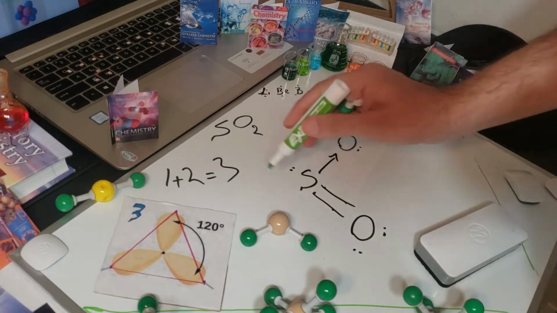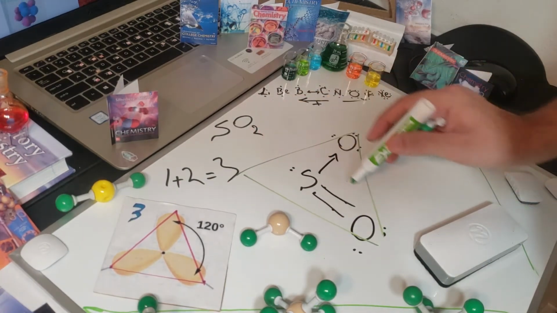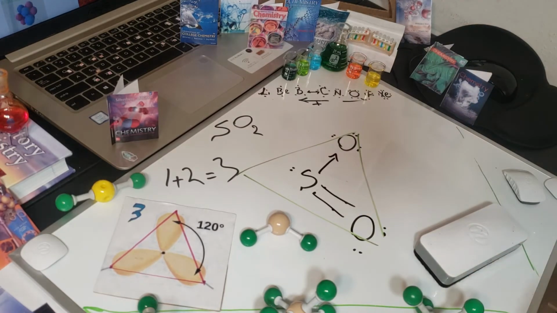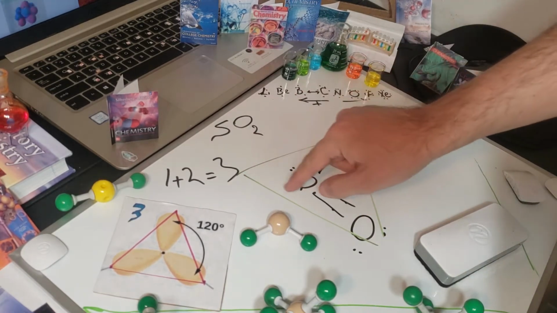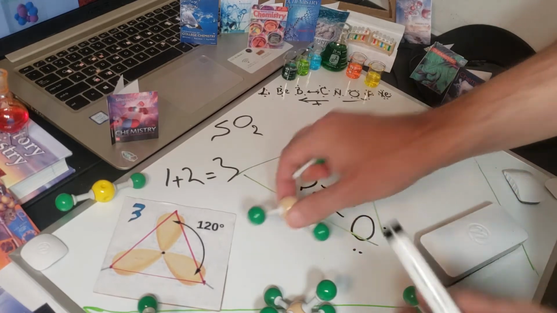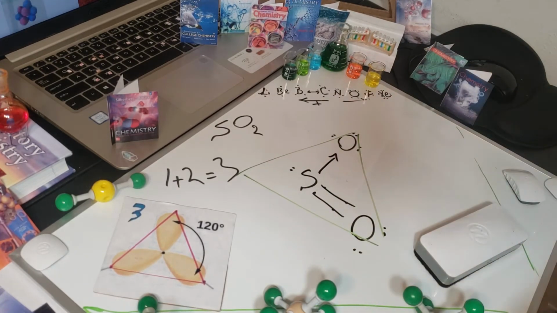You could also draw this in the framework of a trigonal planar. Again, you notice that the lone pair isn't going to be at the corner. Okay, so that's the structure of SO2.